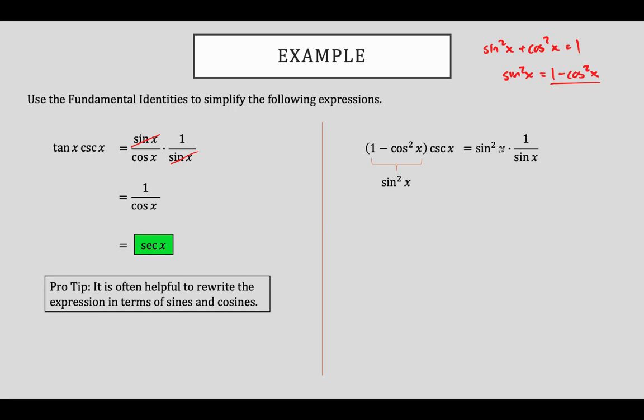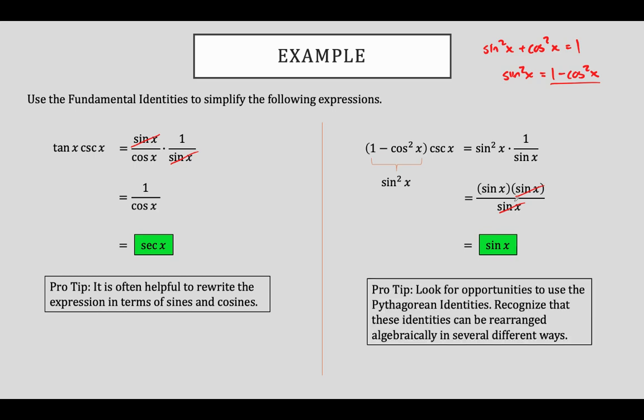Recall what sine squared x means. That's the sine of x quantity squared, or the sine of x times the sine of x, then divided by the sine of x. Well, I can cancel out one of those sine of x's, leaving me with sine x for my final answer. Pro tip number 2, look for opportunities to use the Pythagorean identities. Recognize that these identities can be arranged algebraically in several different ways. All right, so here was our algebraic rearrangement that we used. We just subtracted cosine squared x from both sides of our equation.